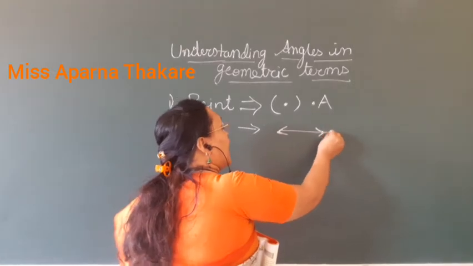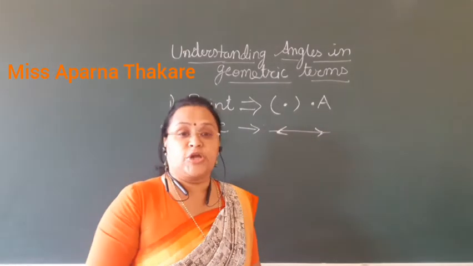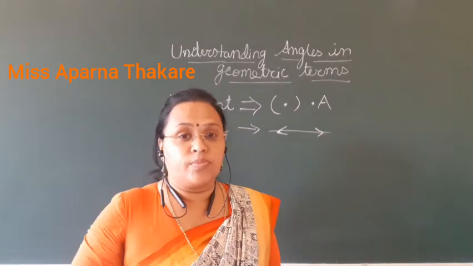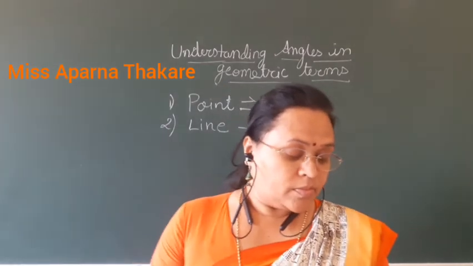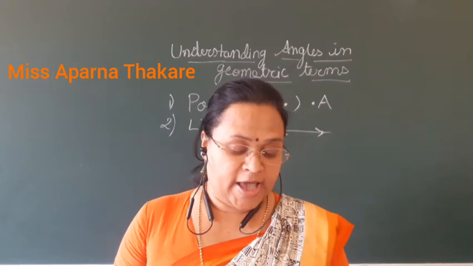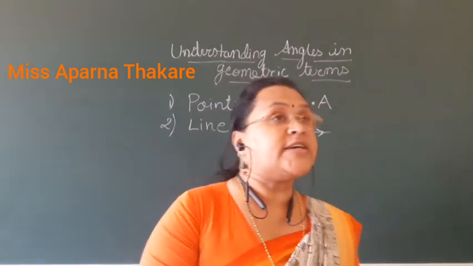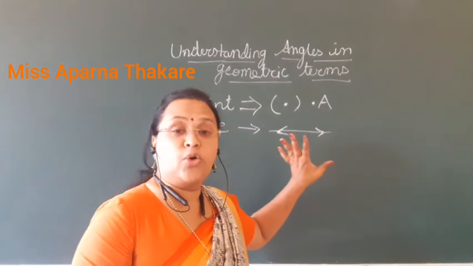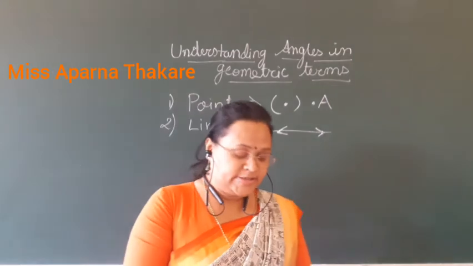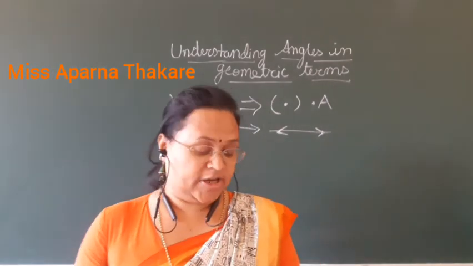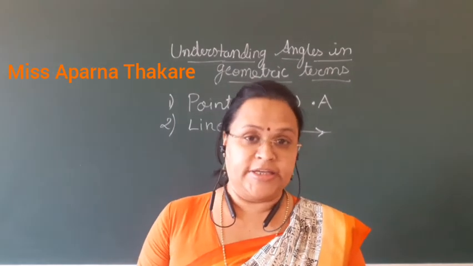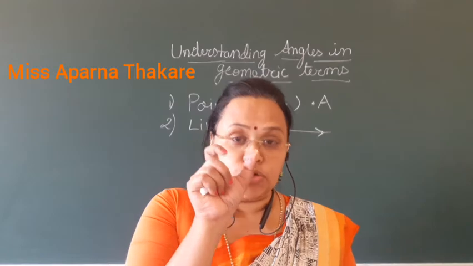It means it is going endlessly on, we can extend from both sides. Endlessly means that the line has no end point. So a line has no beginning and no end. So it has no end point. So we can start from any side or we can extend from any side. It is named by using 2 points on it. We can give the name using both the 2 points.